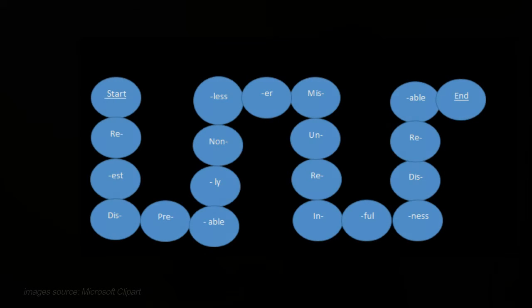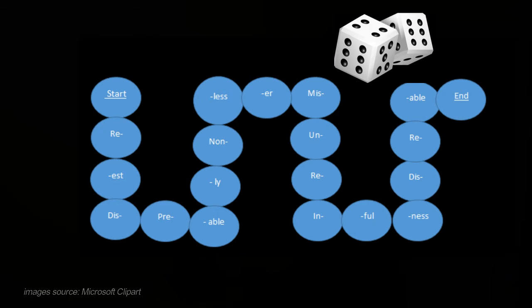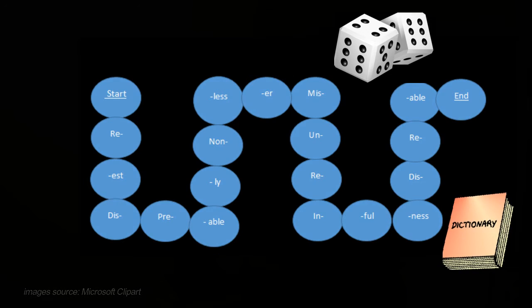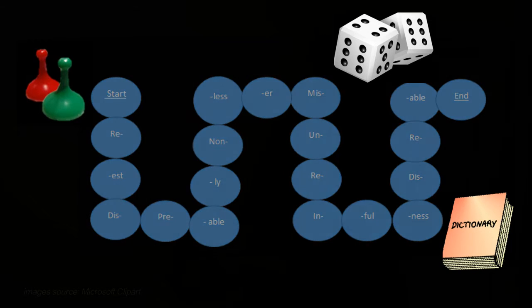So here are the materials that you'll need. You're going to need a game board like the one shown here. Each circle on the game board has a different affix on it. You're also going to need some dice, 1 die for each student. A dictionary would also be helpful. And then you're going to need some game piece markers.